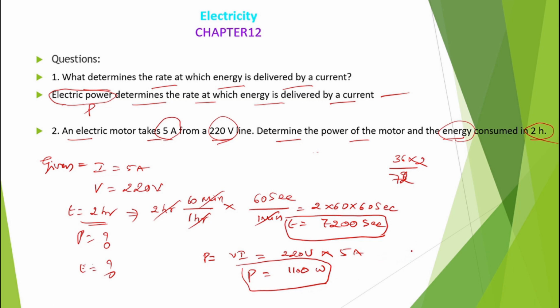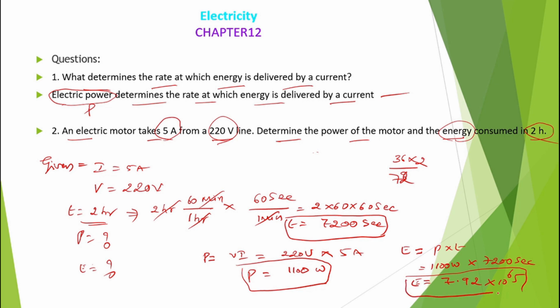Now energy we have to calculate. So energy is equal to P into t. So P we have calculated, that is 1100 watt, into 7200 second. If you simplify this, you will get 7.92 into 10 to the power of 6 joule. So E also we got.